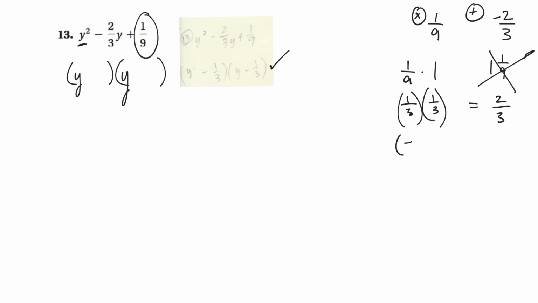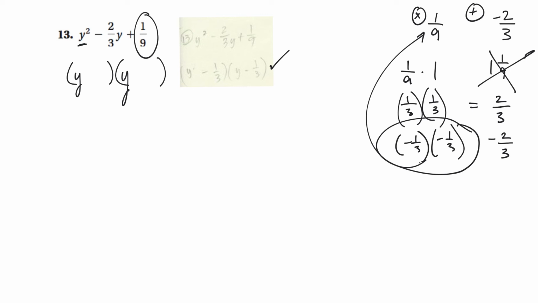So I could change that one to a -1/3 and a -1/3. So multiply, it gets positive 1/9, and if you add those, you do get a -2/3. So those are your numbers, and so those are the ones you plug in right there and right there. Hopefully that helps you with those two questions. It looks like you're on the right track.